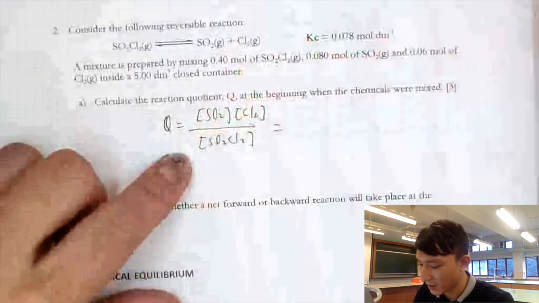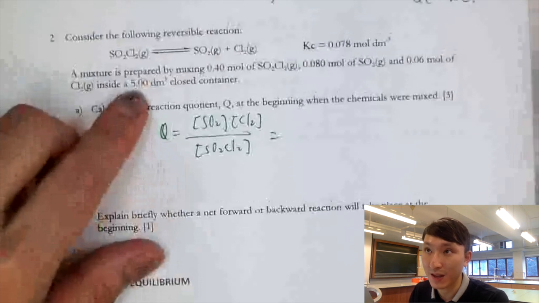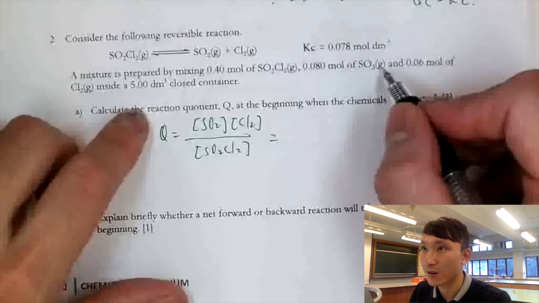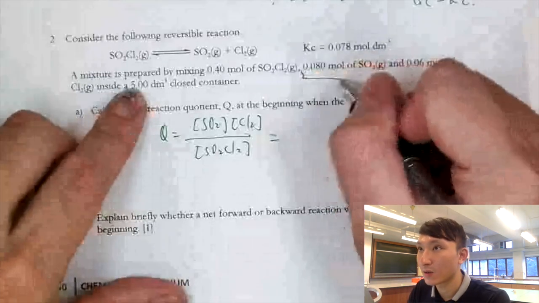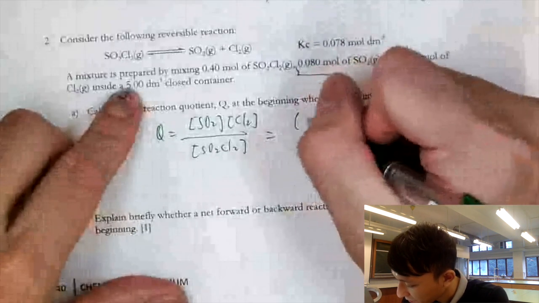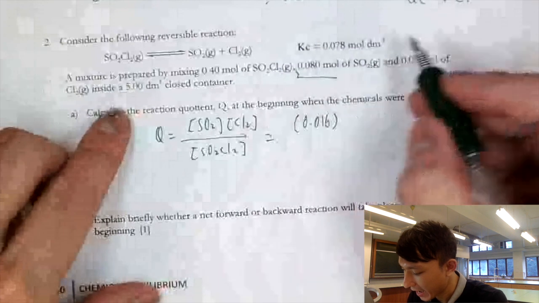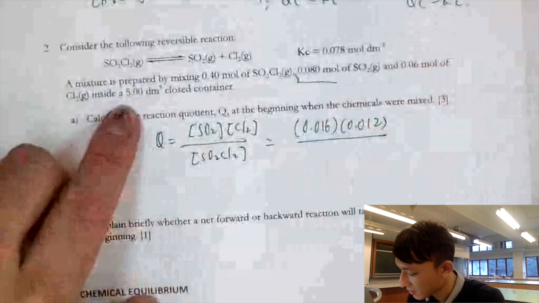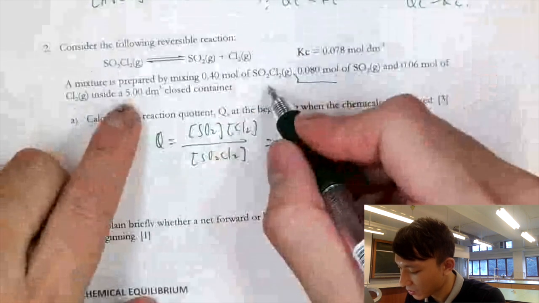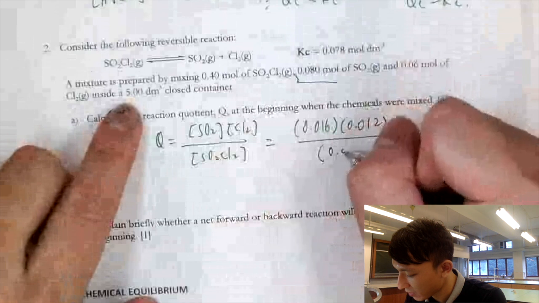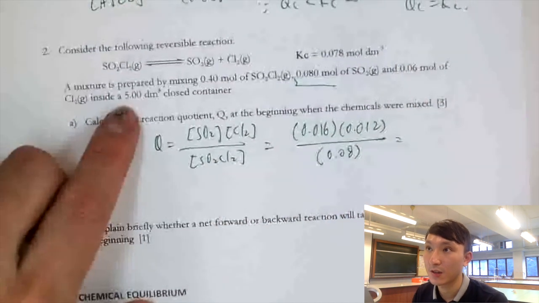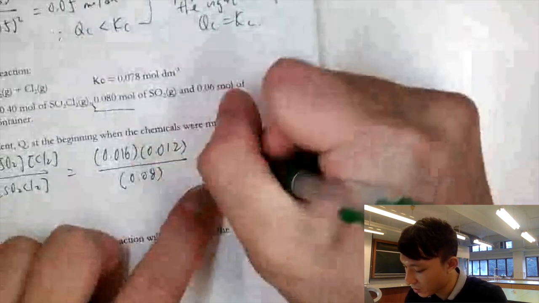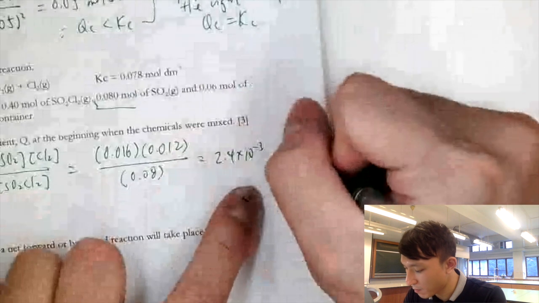Okay? So then you plug in the concentrations. Now pay attention, those are in 5 dm cube and those are moles, right? So you have to divide everything by 5. So SO2 is here, 0.08, divided by 5, you got 0.016, right? And then we have chlorine, which is 0.06 divided by 5, so we get 0.012, right? And then we have 0.4 of SO2Cl2, so it will become 0.08. Okay, if my calculation is correct, it should be like this. Then you tap your calculator, 0.016 times 0.012 divided by 0.08, you got 2.4 times 10 to the power negative 3 mole per dm cube.